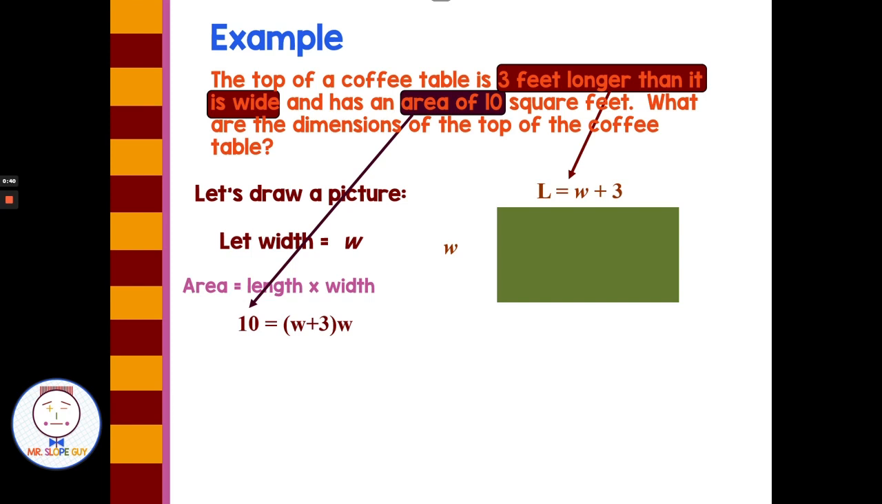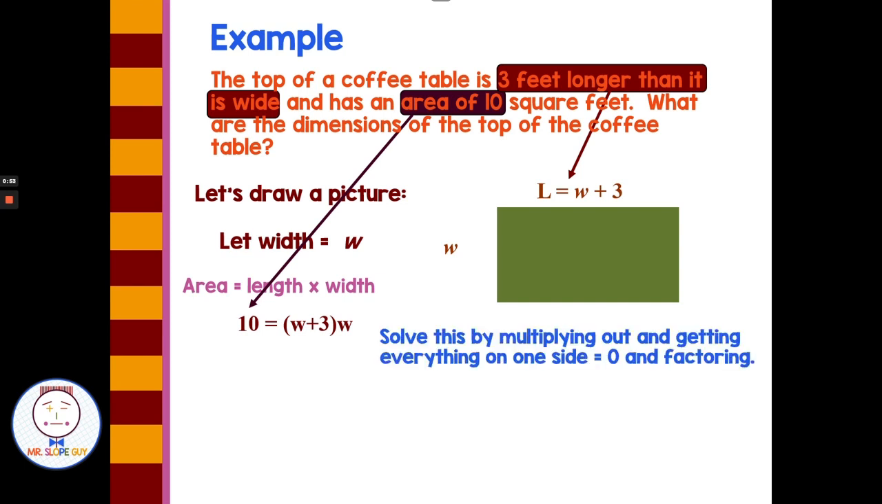So if I have area equals length times width, we're told the area is 10. So we have 10 equals the length of W plus 3 times the width of W. Then we could distribute the W, and we get W squared plus 3W. And if we put that in descending order equal to 0, or standard form, we have W squared plus 3W minus 10 equals 0.